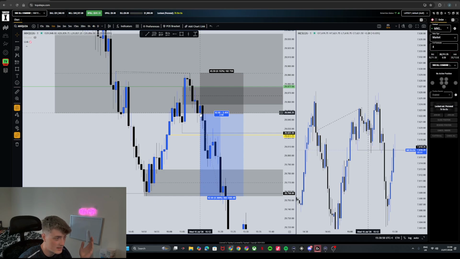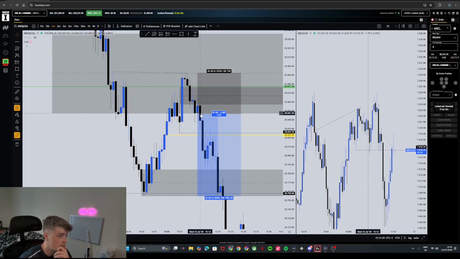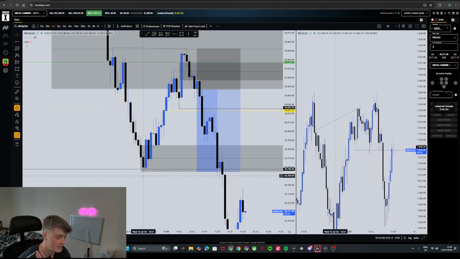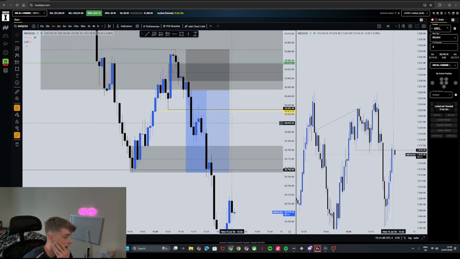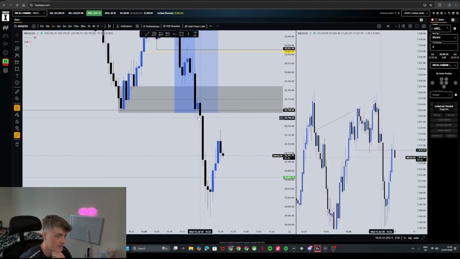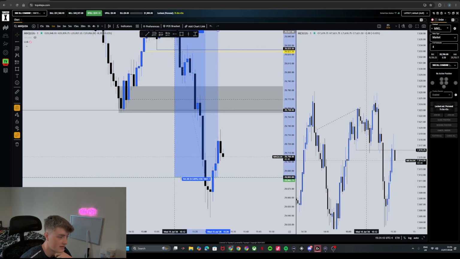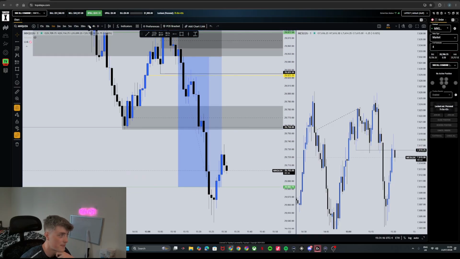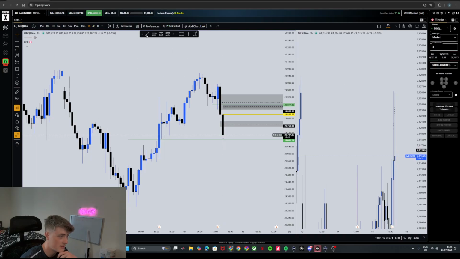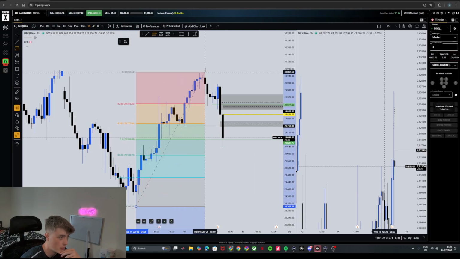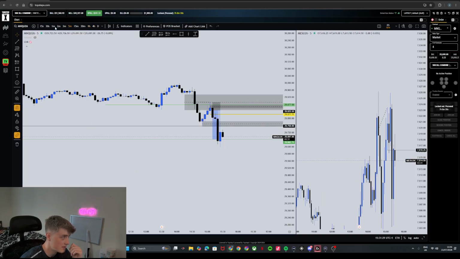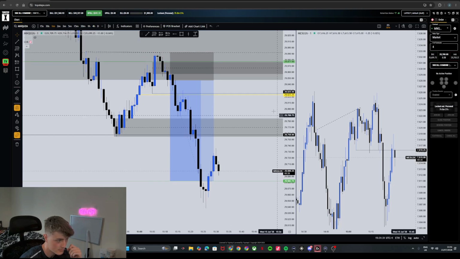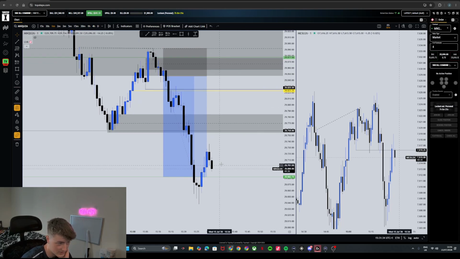So entered here on the tap, got a semi-decent entry, was just going to take it down to this low, New York AM low, which would have been a perfect 1 to 2. However, my actual target was this, which ended up getting hit, but I didn't take it, which would have been 164 points. This was 50% or EQ of the leg up starting from 4 o'clock this morning. So that was my final target, because obviously market's got to rebalance.